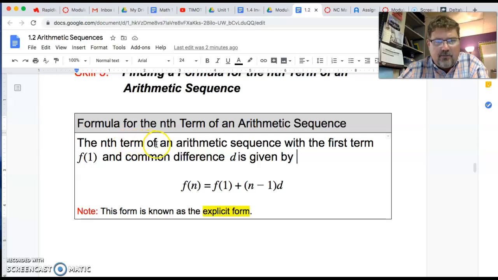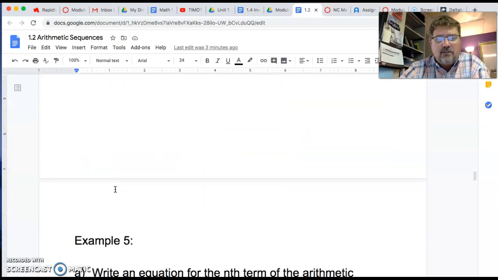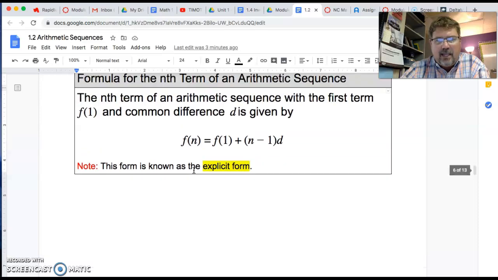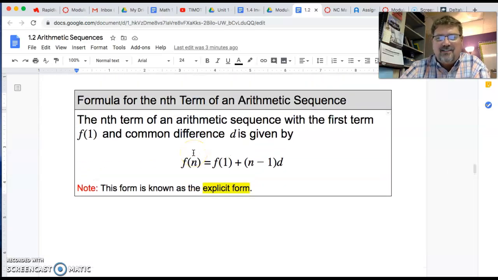The nth term of an arithmetic sequence with the first term f of 1. Remember, f of 1 is just the first term. So when you see a sequence like this one right here, that is f of 1. It's that number. They can't use that number because that's not generic enough. Remember, this has to represent every arithmetic sequence that there is. And remember, it has to be an arithmetic sequence to use this formula.